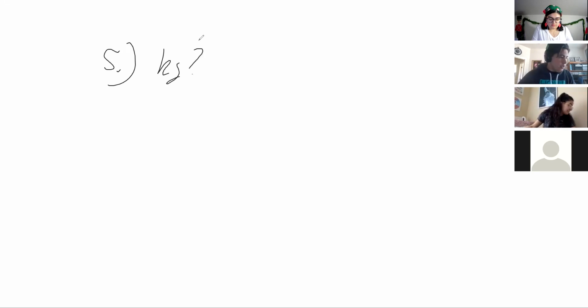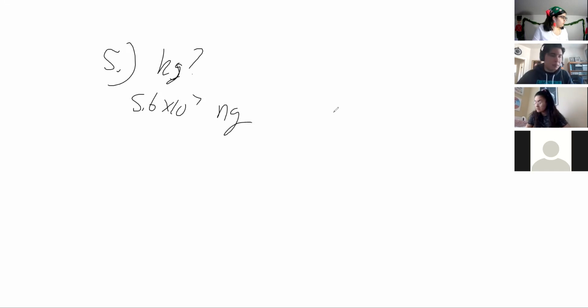All right, so moving on to number 5. Here it's asking us how many kilograms there are in 5.6 times 10 to the power of 7 nanograms. So this is the current mass that we have, and we're trying to look for kilograms here. So what can I do first in order to convert my nanograms to kilograms? What's the first step I could do?